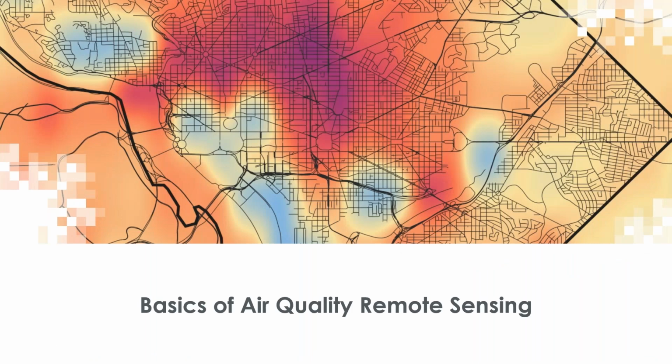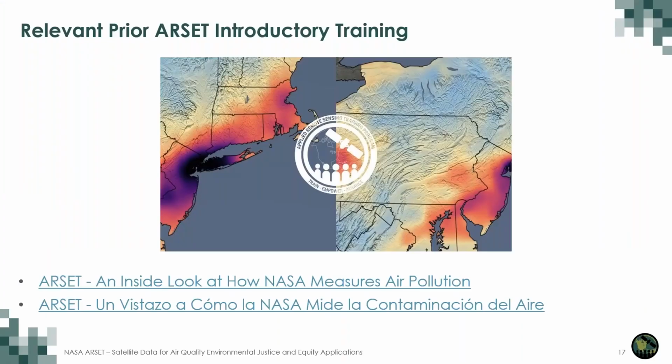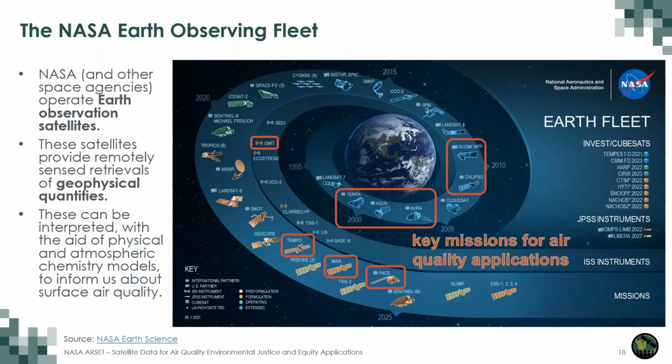To start our deep dive into remote sensing for air quality, I'm going to be talking about some of the basics of how air quality is assessed from space and tying these to specific requirements of environmental justice applications. A lot of the material I'll be presenting in this part of today's training is drawn from an earlier ARSET introductory course available in both English and Spanish using the links here. I'd encourage you to go back and watch those recordings if you want to know more details about what I'll be briefly summarizing in the next few slides.